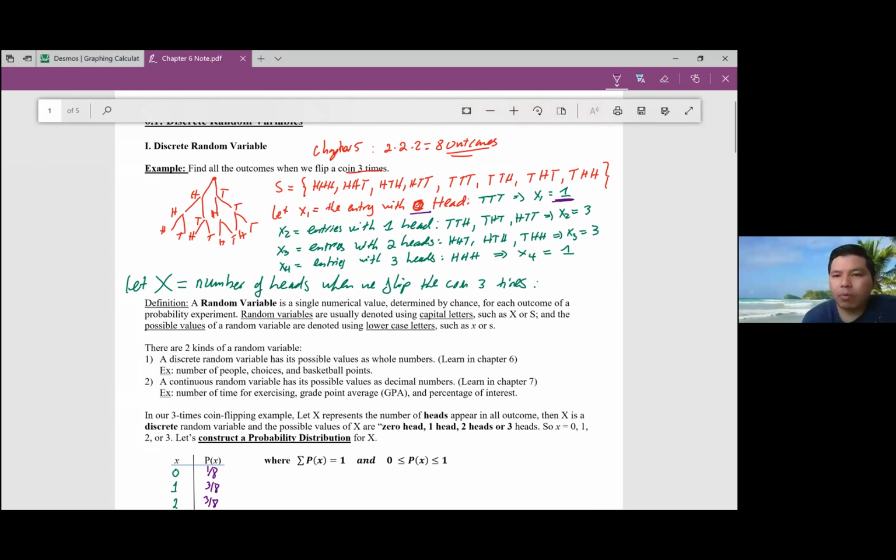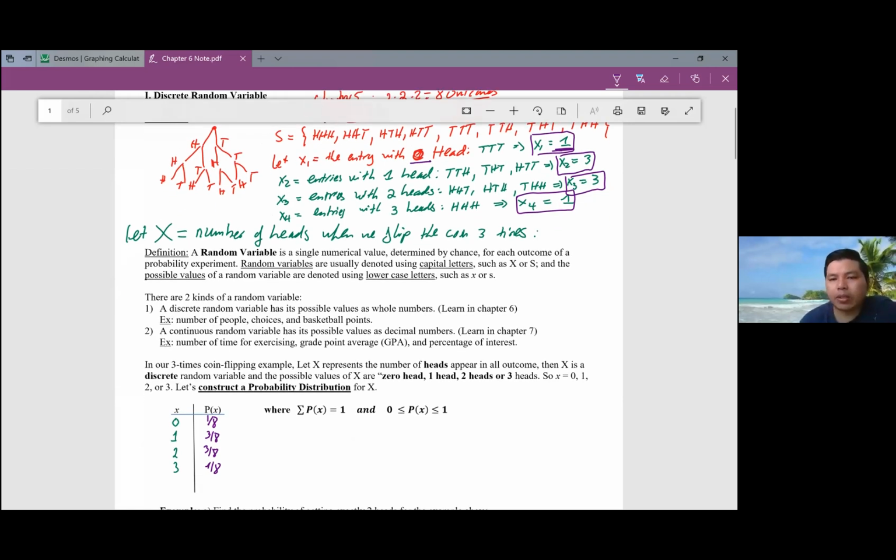So this is where those numbers come from, right? x1 equal to 1, x2 equal to 3, x3 equal to 3 chance, and then x4 equal to 1 chance of that. Therefore, when we do the probability, we can take 1 divided by 8, and then 3 divided by 8, and so on. So don't get mixed up between x equal to 0, right? X equal to 0 means, what is my chance of getting 0 head? I get 1 chance of getting 0 head. So the probability will be 1 out of 8, right?